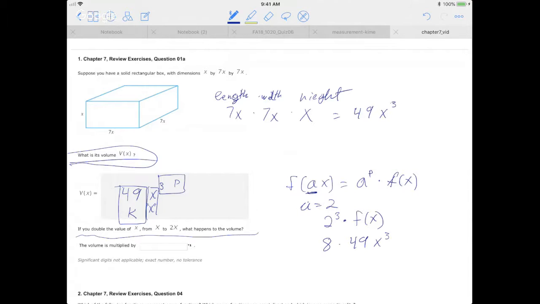What's 8 times 49, you ask? I don't know. What's that going to be? 392. So in this box, I would have 392. Oh, went a little too detailed for that. It says the volume is multiplied by, not the new expression, but the volume is multiplied by 8. All right, that's that.